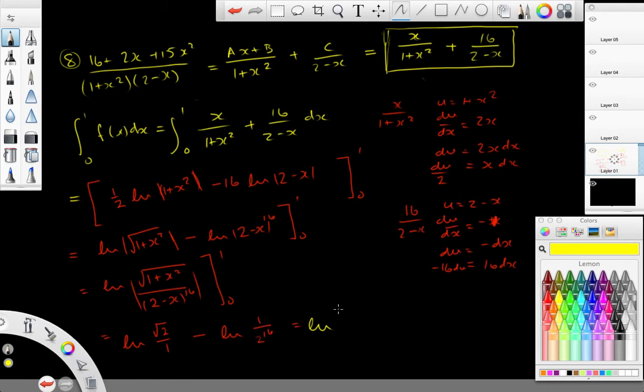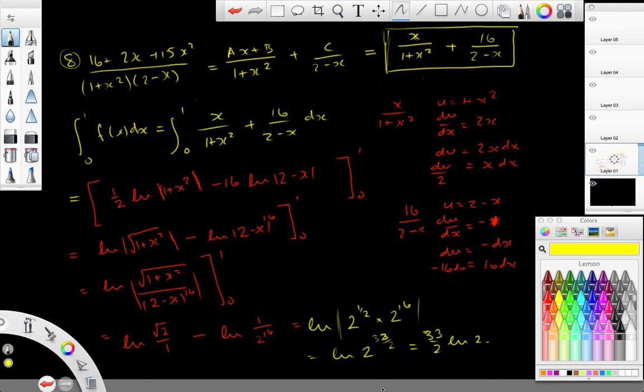So it's going to be equal to the log of 2 to the power of a half, and then times 2 to the power of 16, because that's the same as dividing by the reciprocal, which equals log of 2 to the power of a half plus 16. 16 is 32 halves, so it's a log of 2 to the power 32 halves. Sorry, my apologies. A half plus 32 halves is 33 halves, which is the same as saying 33 over 2 log 2.